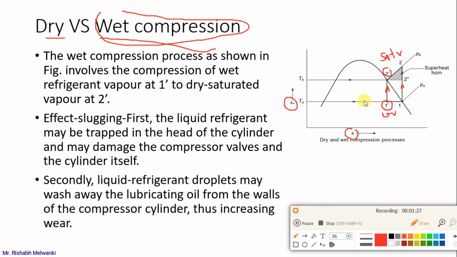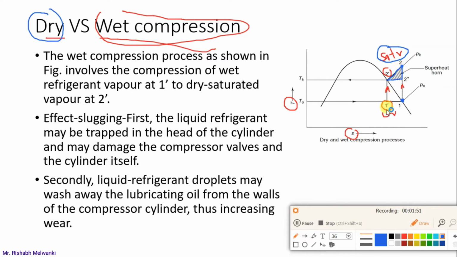Then observe the second compression, which is called dry compression. In dry compression, point number 1 starts on the dry saturated vapor curve, and point 2 is in the superheated vapor region. Now because of this, what will happen? You observe over here, this is the extra area.